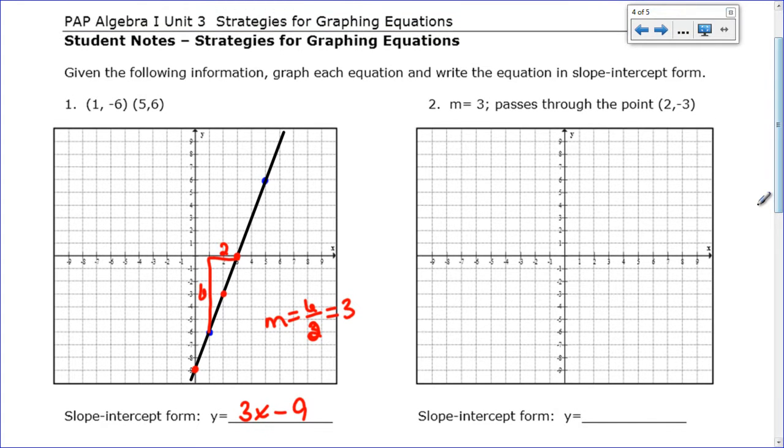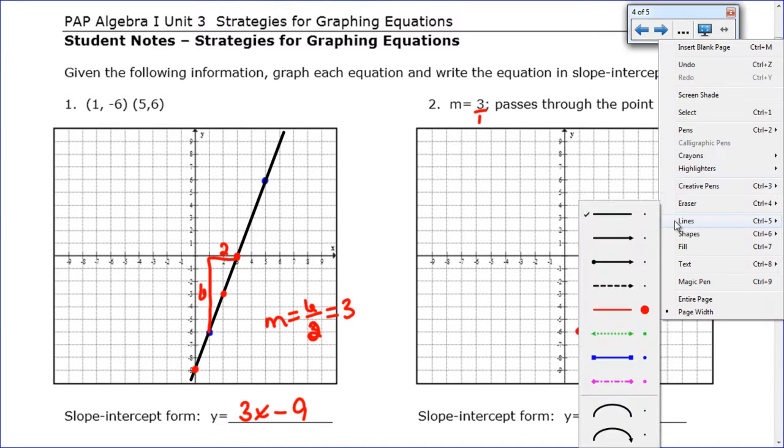So number 2 gives you the slope and a point. Well, I have a slope and a point. I'm going to plot the point. So I'm going to do 2, -3. And then I'm going to use my slope, which is 3 or 3 over 1. So I'm going to count up 3, 1, 2, 3, and over 1. Up 1, 2, 3, and over 1. I can just make points all day long.